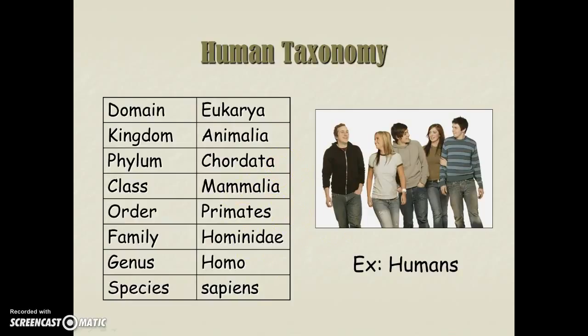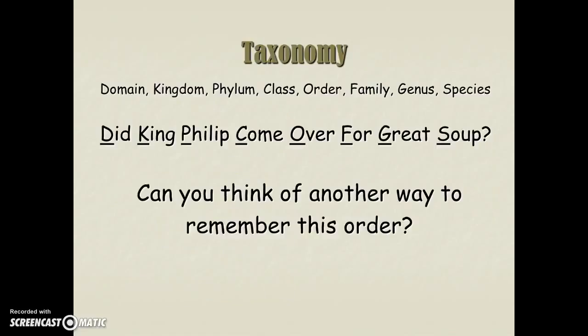We're in the class mammals, Mammalia. Our order is primates. Our family is Hominidae. Genus is Homo, and species is sapiens. All right, that is our classification, and every organism has the same type of classification, domain down through species.